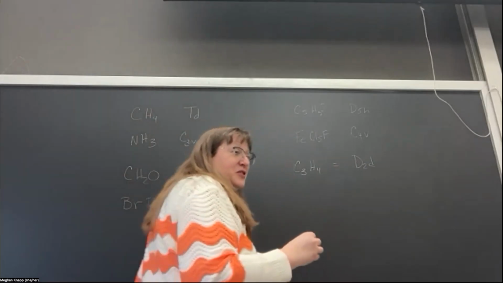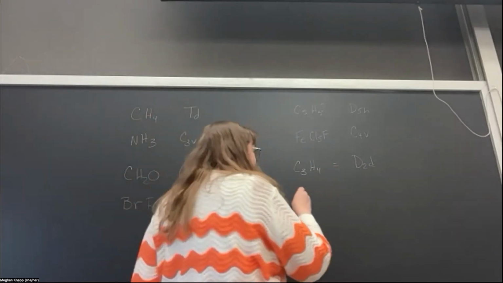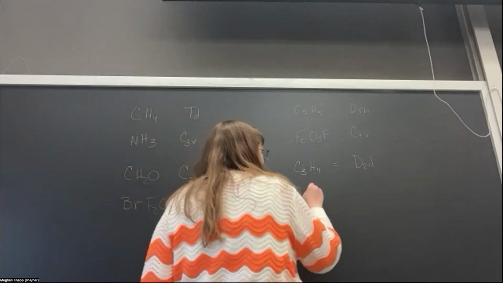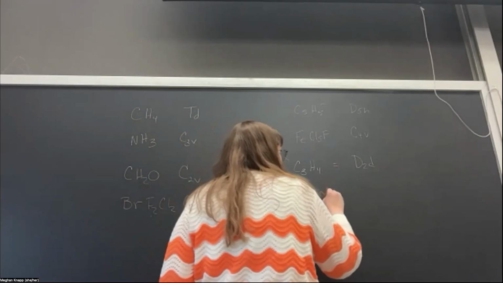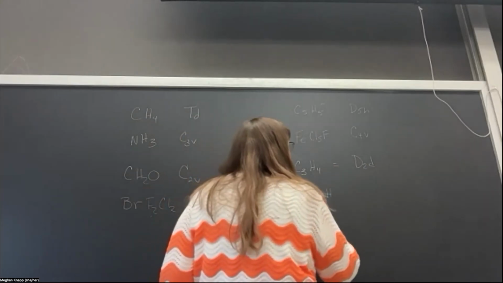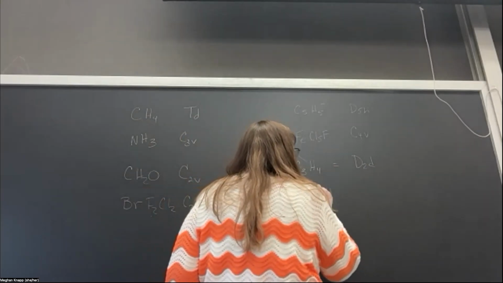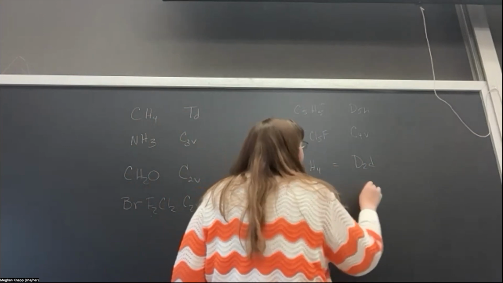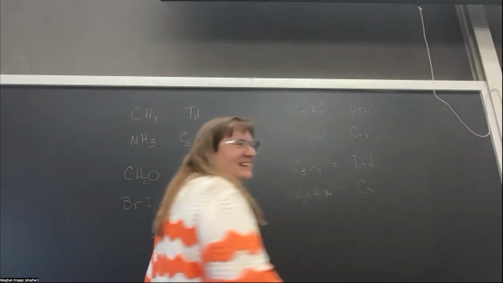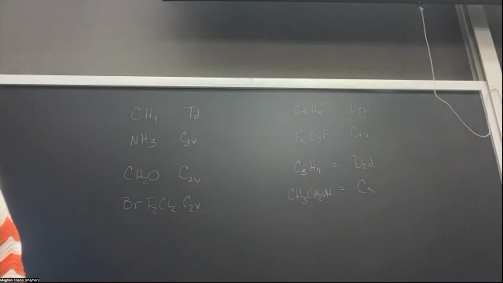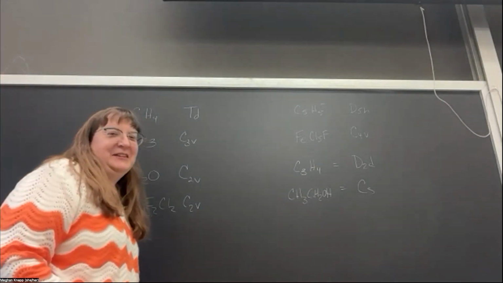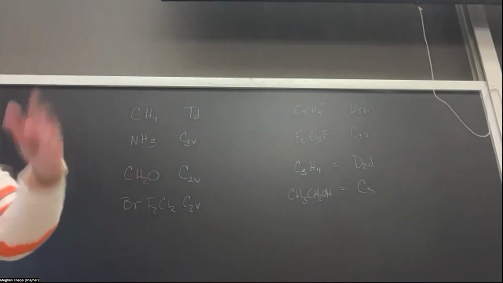Katie, I'm tormenting you with this group. What do you got? Well, I was gonna say this is C1. It is Cs because it's got that mirror plane straight down the middle. How did I not see that? I'm just gonna keep giving you that one until you remember.